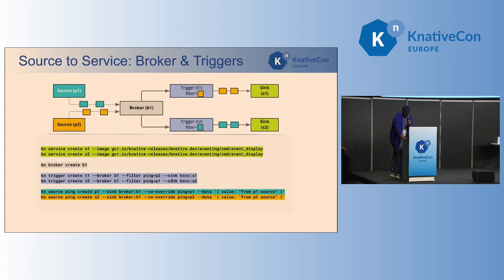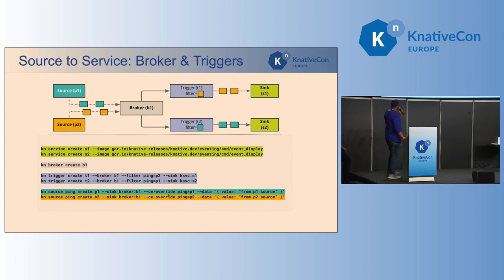And finally, we are seeing here the sink. With the sink flag, you say what would be the destination of these cloud events. And with broker, we are mentioning that we want to receive the event from this broker. Finally, we are sending events here with the ping source, the default source, and we want to specify the destination of these events to be the broker.